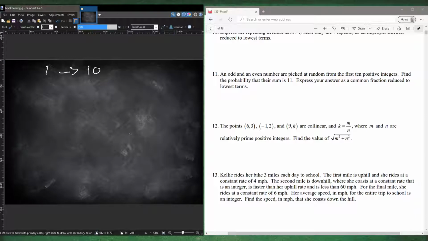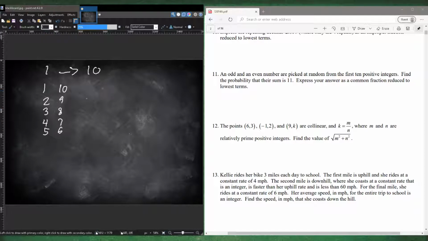So the only ways to make 11 using these numbers are 1 and 10, 2 and 9, 3 and 8, 4 and 7, and 5 and 6. Okay, so these are the only ways to make 11. Or you could do the reverse, which is 10 plus 1, 9 plus 2, 8 plus 3, 7 plus 4, and 6 plus 5.